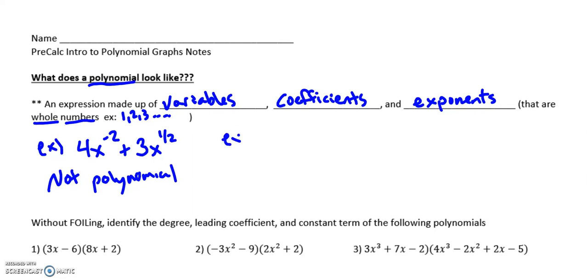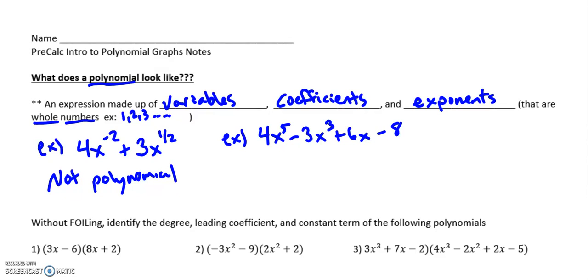So what a polynomial actually looks like would be something like 4x to the 5th minus 3x to the 3rd plus 6x minus 8. That would be a polynomial. It fits in with the definition that we have up above.